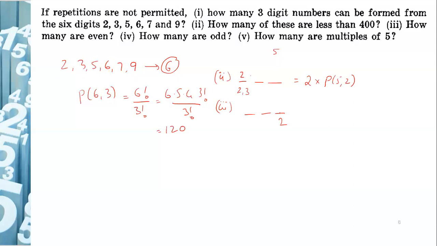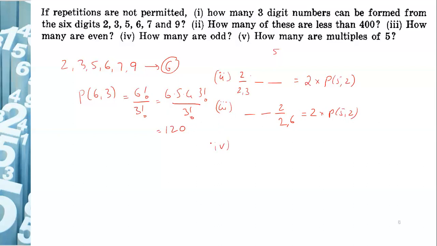Once you fill this one with 2 or 6, in 2 ways, I have left over 5 more numbers. So again 5 numbers and 2 positions I am having to fill, and we get the same one. So P of 5 comma 2 is how I can fill it, right?